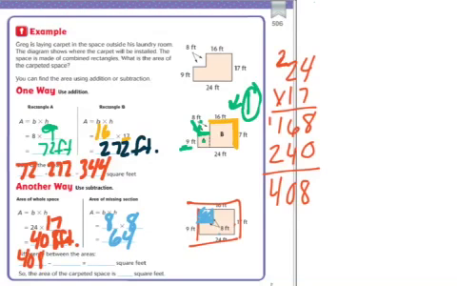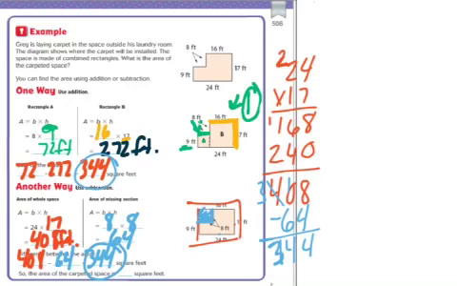408 minus 64. So I already have my 408 here, so I'm just going to go ahead and subtract 64. 8 minus 4 is 4. Okay, I can't take 6 away from 0, so I have to regroup. And I get the same answer. Okay, 344 here. I also get 344 here. Either way I do it, I'm going to get the same answer.